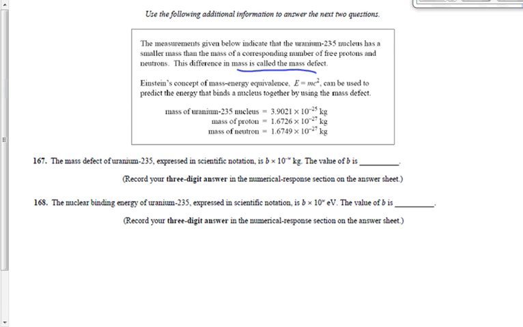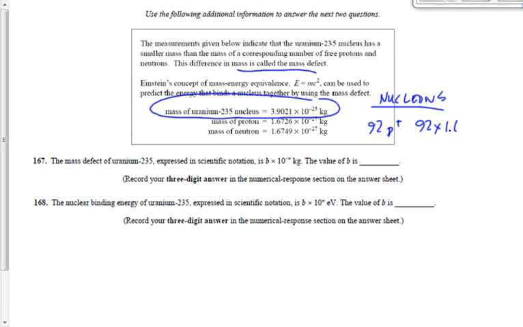So let's get the mass of the nucleus. Oh, wait, we already have it. Let's get the mass of the nucleons, the protons and neutrons. There is 92 protons in this. So we're going to say it's 92 times 1.6726 times 10 to the minus 27 kilograms. Get the mass of the protons. Does that make sense? Now let's get the mass of the neutrons. There's 143 neutrons. So the mass of that is going to be 143 times 1.6749 times 10 to the minus 27. We get a mass of the neutrons there.